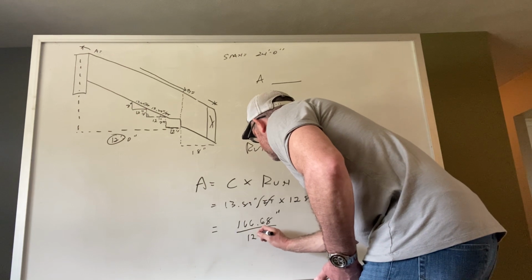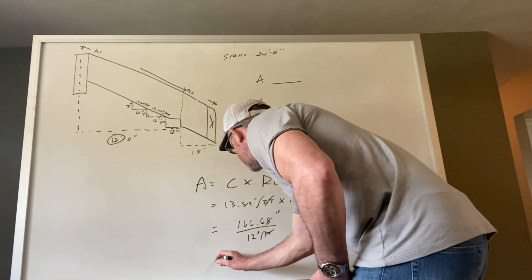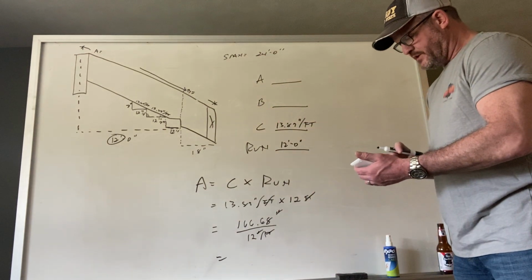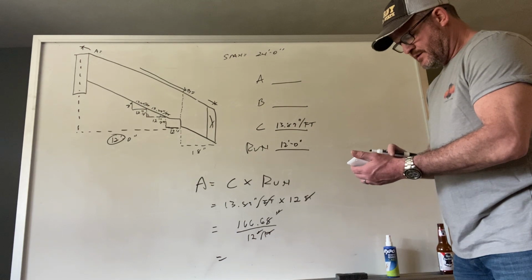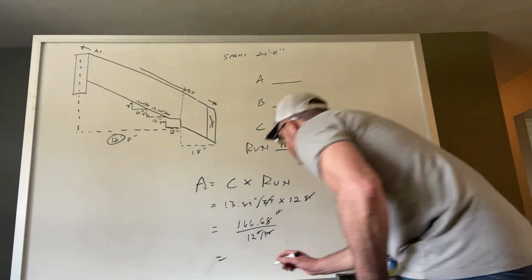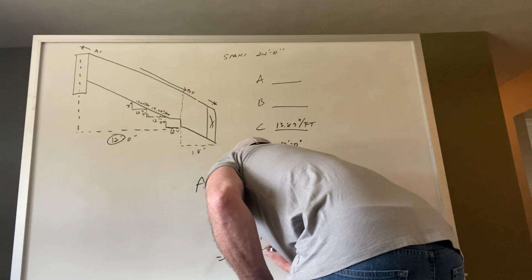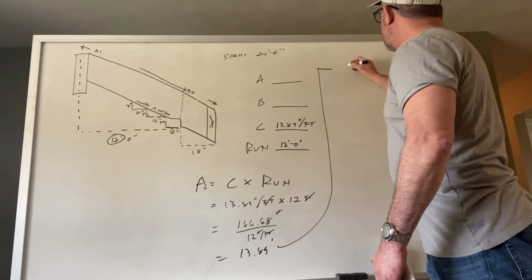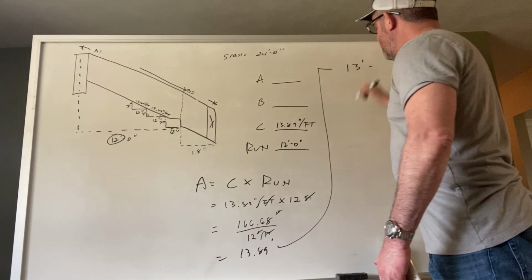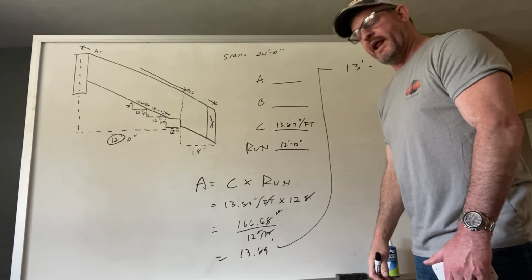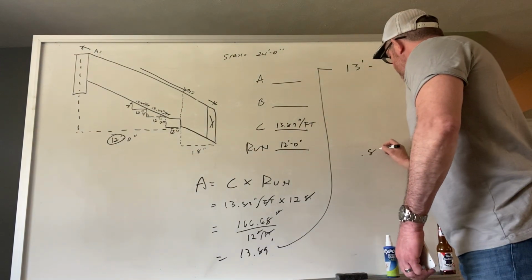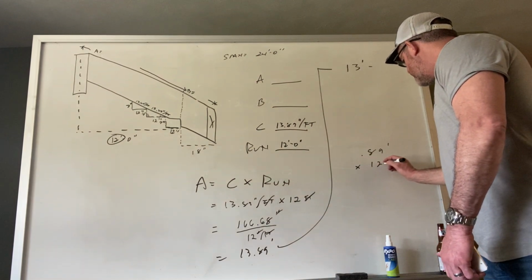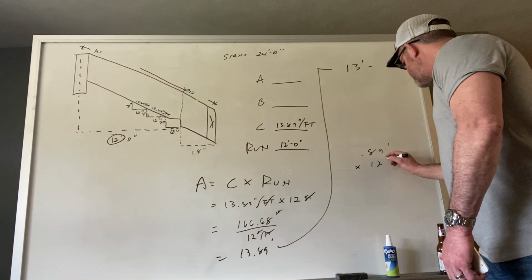166.68 inches divided by 12 inches per foot. Okay, my inches are going to cancel, and I'm going to be in what? I'm going to be 13.89 decimal feet. Okay, so that tells me that I've got 13 feet and some increments of a foot, 0.89 increments of a foot. Now what? Now I say times 12 inches per foot.